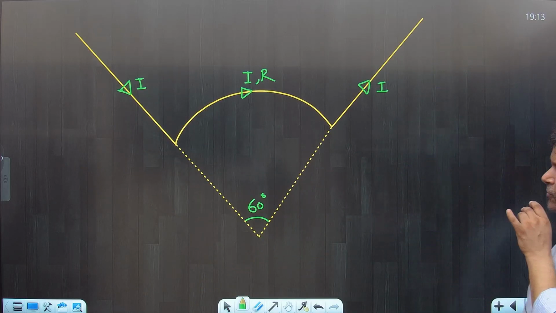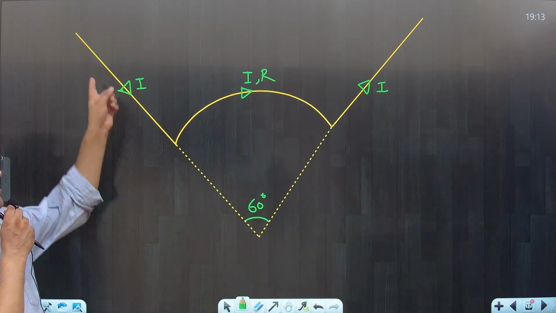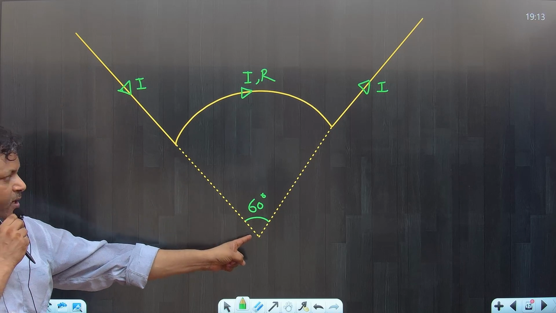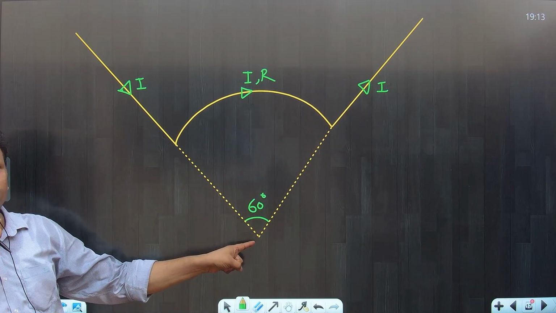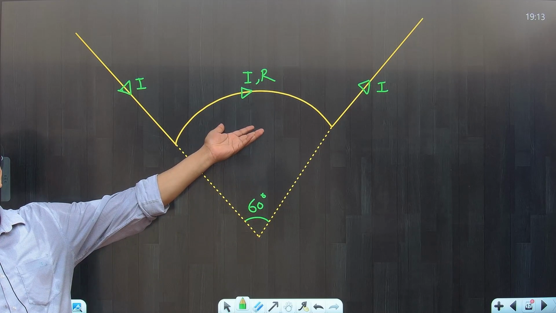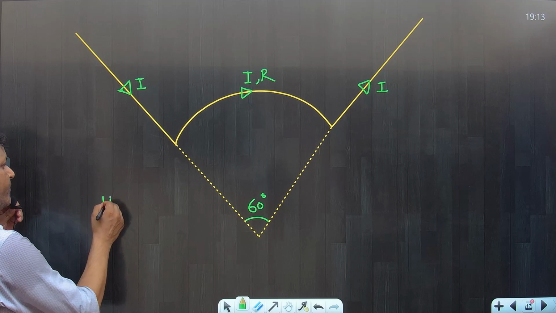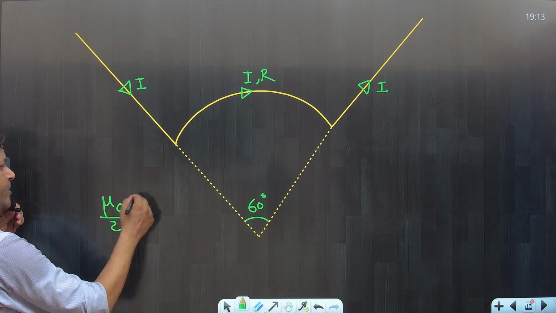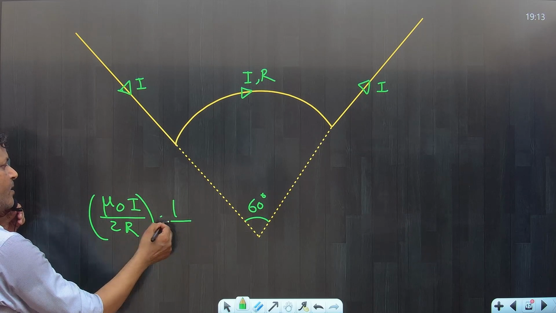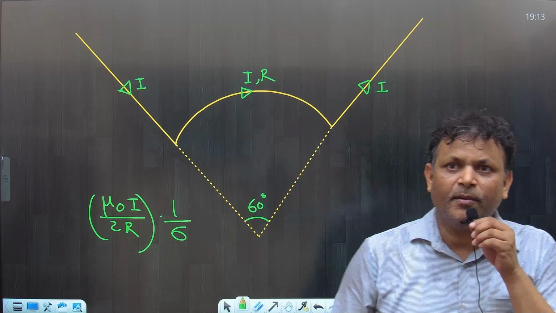Now consider this question. It has three parts. Now this straight part is not going to create any magnetic field at the center, and this straight part is also not going to create any magnetic field at the center. So we are left only with this arc. As you know, the magnetic field at the center due to a complete circle is mu naught I by 2R, and this is 60 degree, which is 1/6 of the complete circle. So its answer should be mu naught I by 12R.